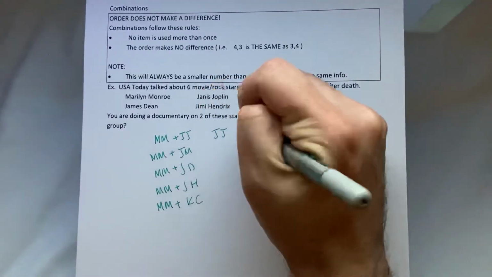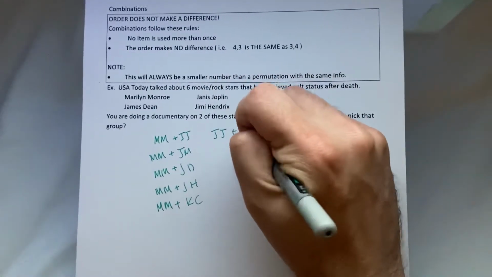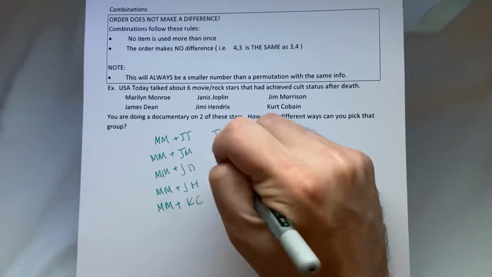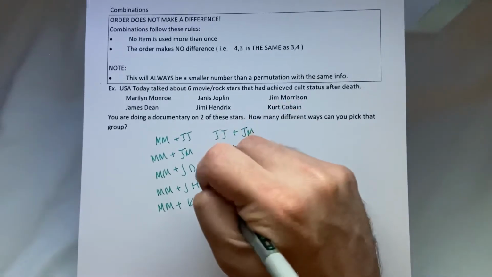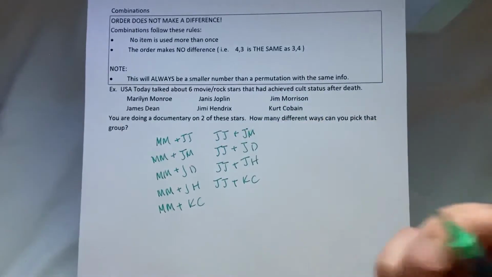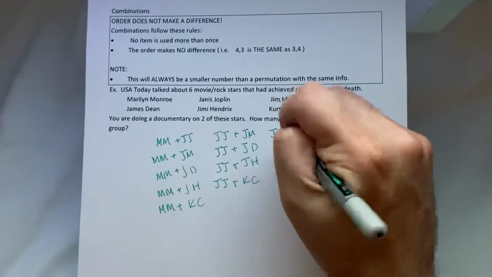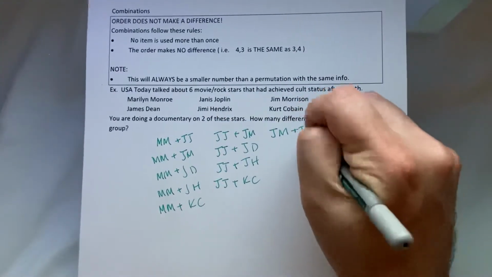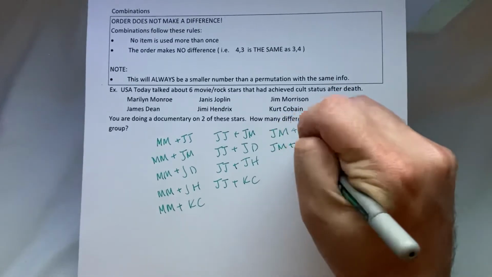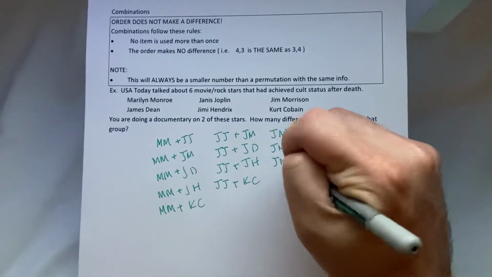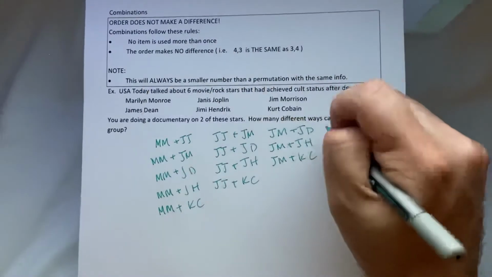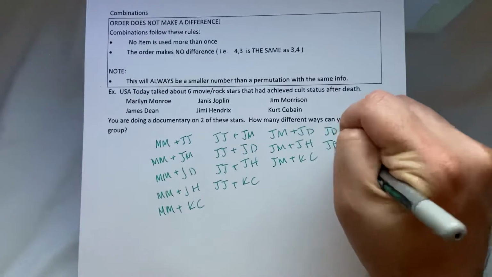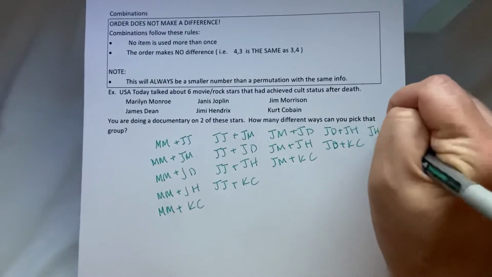So Janis Joplin with Jim Morrison, Janis Joplin with James Dean, Janis Joplin with Jimi Hendrix, and Janis Joplin with Kurt Cobain. Janis Joplin with Marilyn Monroe is already covered here. Then Jim Morrison plus James Dean, Jim Morrison plus Jimi Hendrix, Jim Morrison plus Kurt Cobain, James Dean plus Jimi Hendrix, James Dean plus Kurt Cobain, and then finally Jimi Hendrix plus Kurt Cobain.